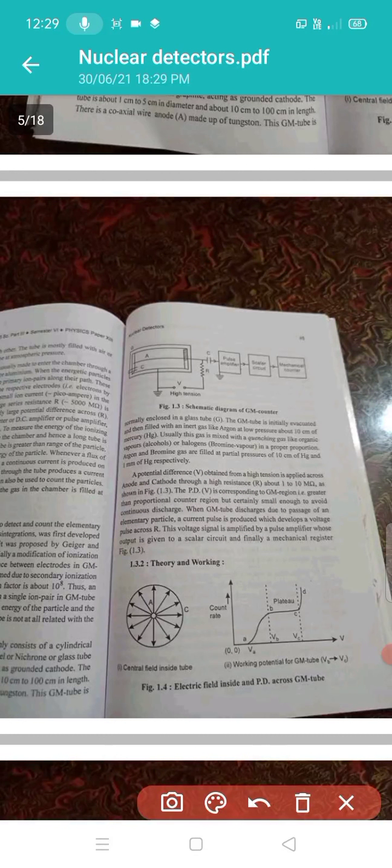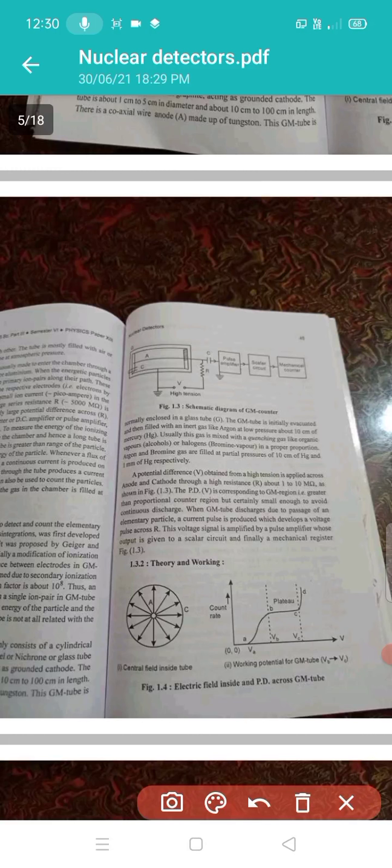As shown in the figure, the potential difference corresponding to the GM region is greater than the proportional counter region, but certainly small enough to avoid a continuous discharge. When the GM tube discharges due to the passage of an elementary particle, a current pulse is produced which develops a voltage pulse across resistance R.